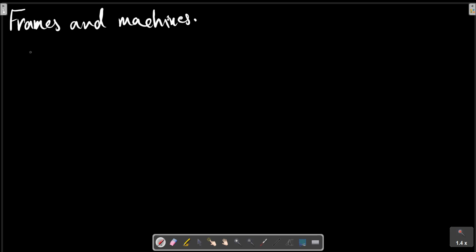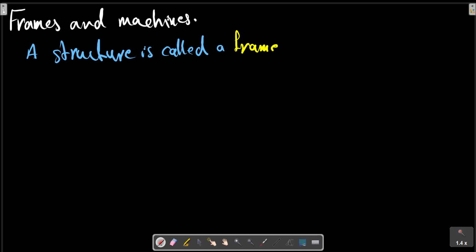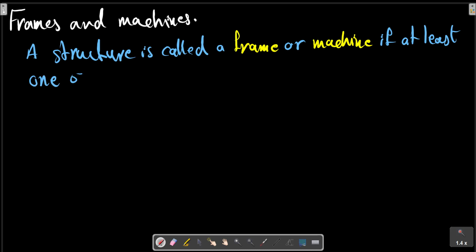A structure is called a frame or machine if at least one of its individual members is a multi-force member.